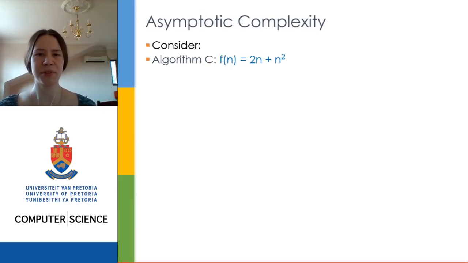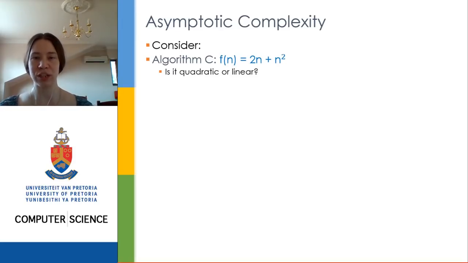Let's take it one step further. Let's say somebody stepped up and proposed a third solution, the efficiency of which was expressed with the following function: 2n plus n squared. Is this function quadratic or linear?